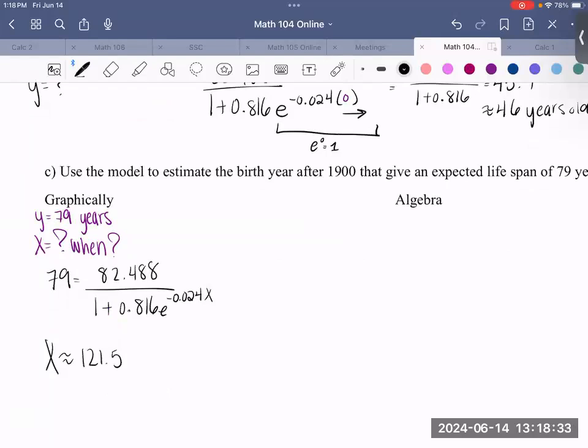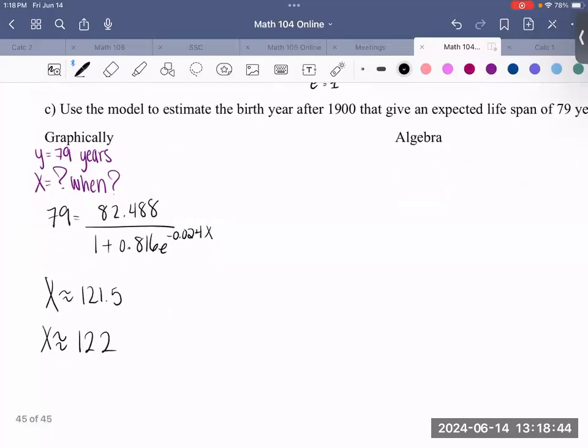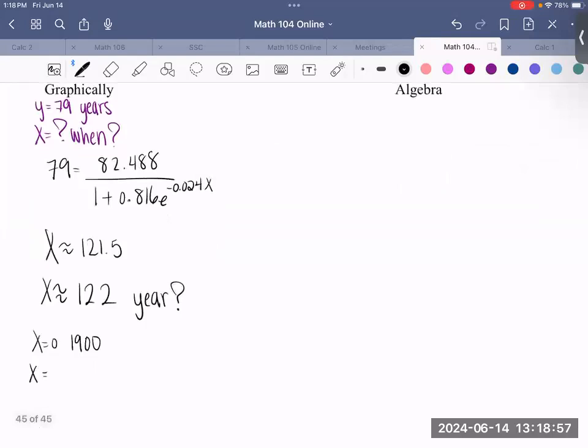So rounding out, because we're talking about a year, so this is about 122. So are we talking about the year 122? No, we are not. What year is it? Well, if x is equal to 0 for the year 1900, what is the year when we are at 122? Well, to find that out, we can just add 1900 to 122, which we get 2022 is our year.